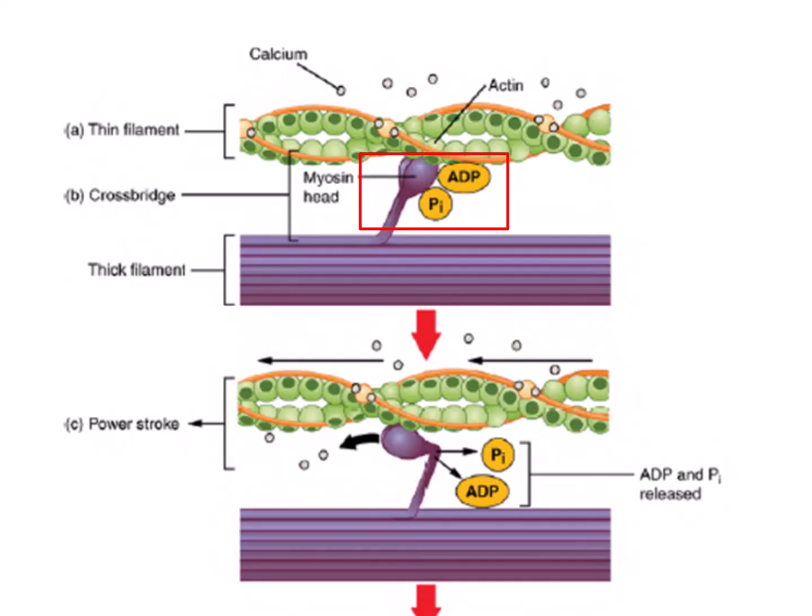Myosin is an enzyme. It's an ATPase that breaks down ATP into ADP plus P. When this happens, the ADP and P remain bound to the myosin head, which allows the binding of myosin to the active site on actin, creating the cross bridge. When the cross bridge forms, the ADP and P are released from the myosin head. As this happens, the myosin head pivots and pulls the actin toward the center of the sarcomere. This is referred to as the power stroke.